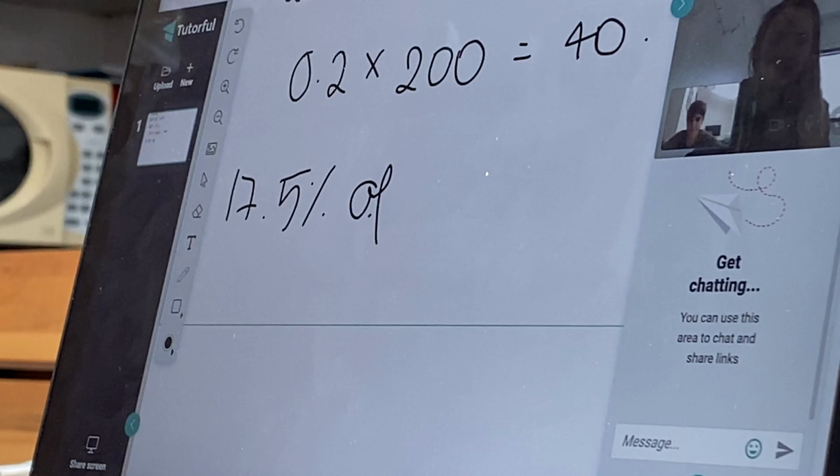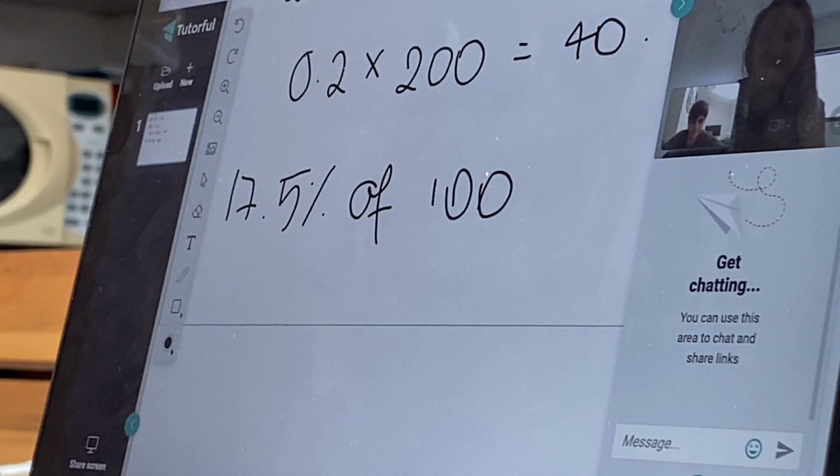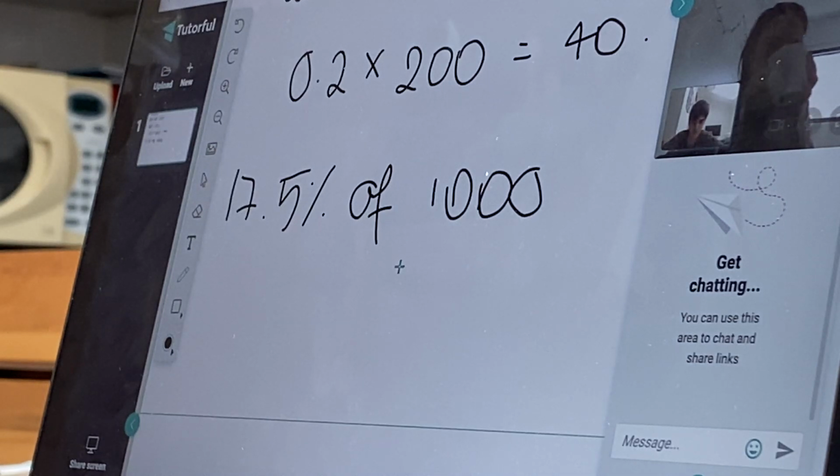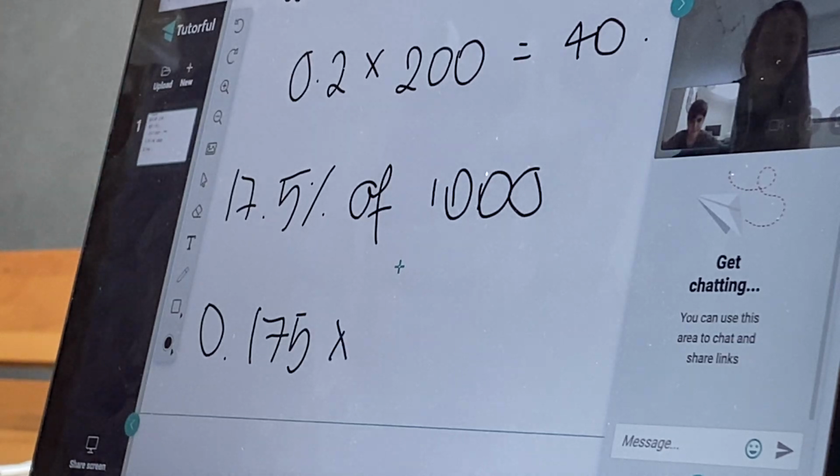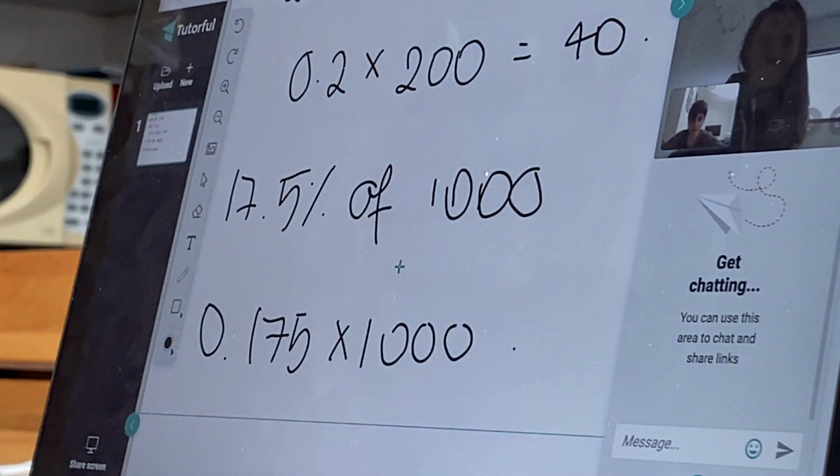Okay, let's do 17.5% of 1,000. What's the percentage multiplier going to be? 0.175. Yeah, perfect. So we do 0.175 times 1,000.